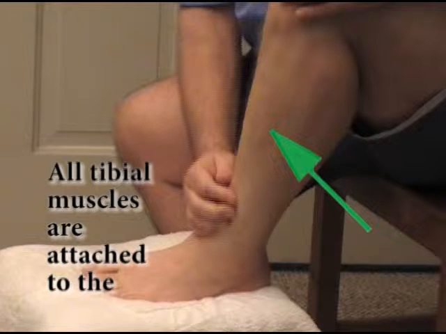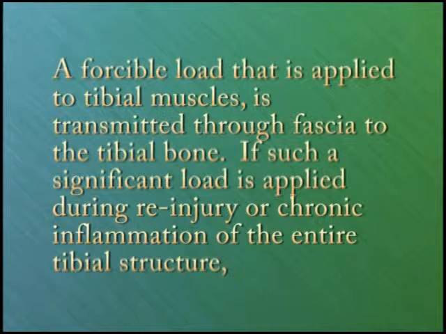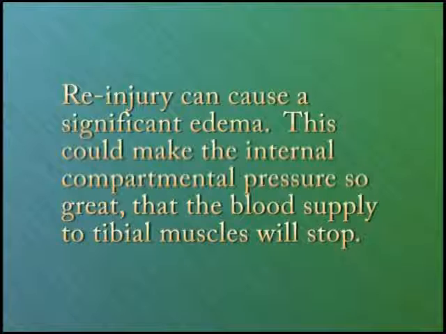All tibial muscles are attached to the tibial bone by connective tissues, including fascia that surrounds muscles and helps transmit muscle powers needed for movement. A forcible load that is applied to tibial muscles is transmitted through fascia to the tibial bone. If such a significant load is applied during re-injury or chronic inflammation of the entire tibial structure, it can cause cracks in the tibial bone. In other words, tibial stress fractures.